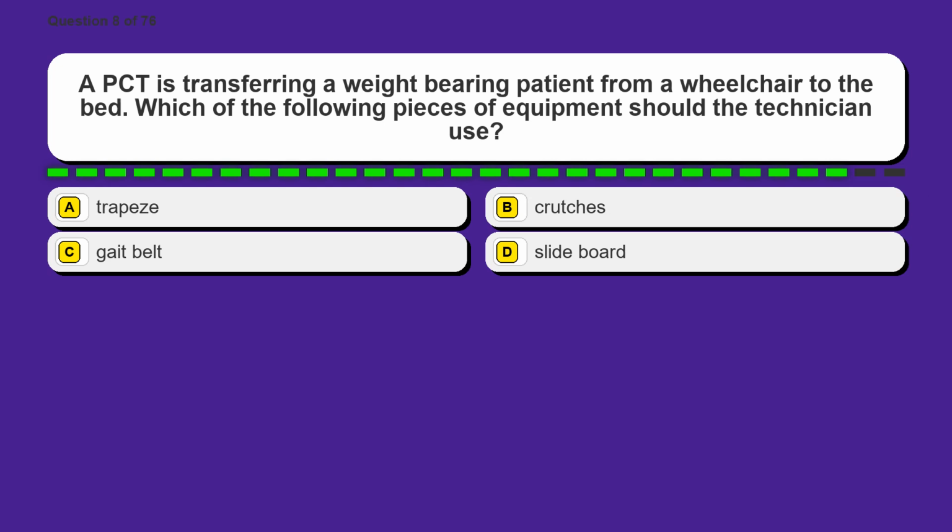Question 8. A PCT is transferring a weight-bearing patient from a wheelchair to the bed. Which of the following pieces of equipment should the technician use? Option A. Trapeze. Option B. Crutches. Option C. Gait belt. Option D. Slide board.